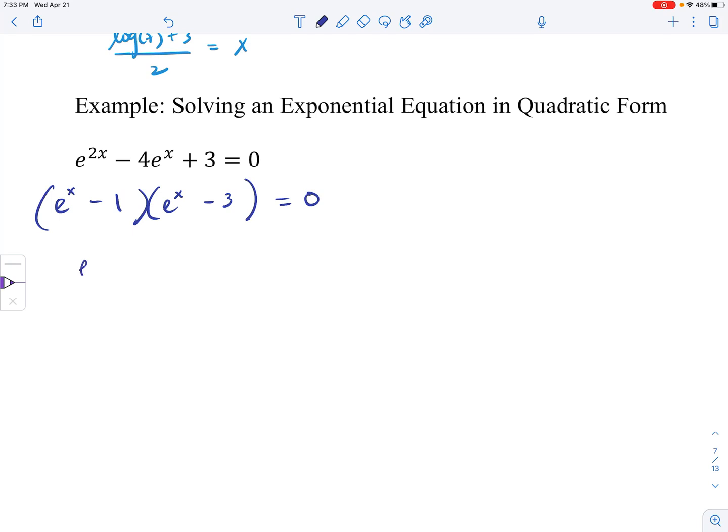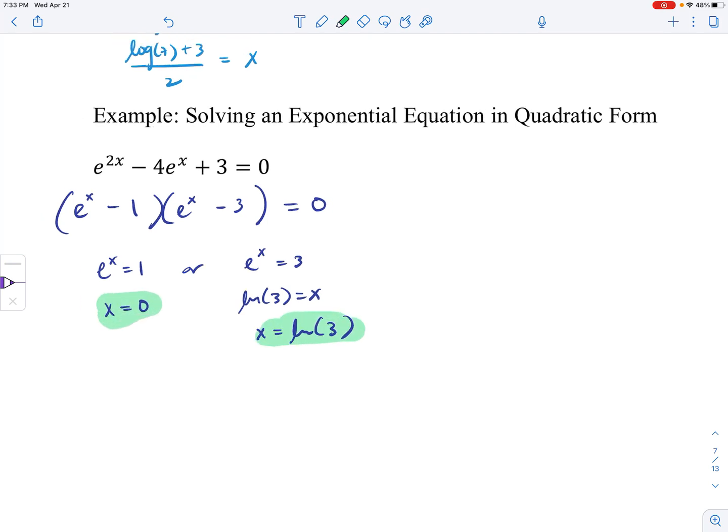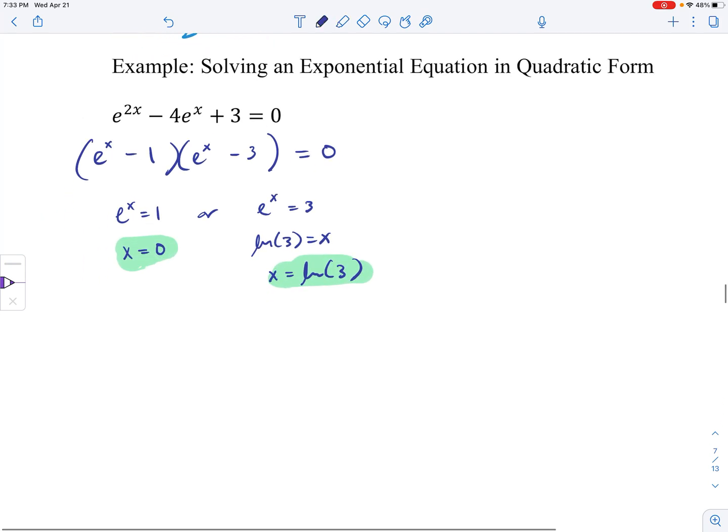So then by the zero product property, e to the x equals 1 or e to the x equals 3. And then we have to solve each of those equations if possible. So we would get x equals 0. I can just solve that one by inspection. And then for e to the x equals 3, that would be ln of 3 equals x, or I could flip that around. Okay, so there are 2 solutions to that equation.